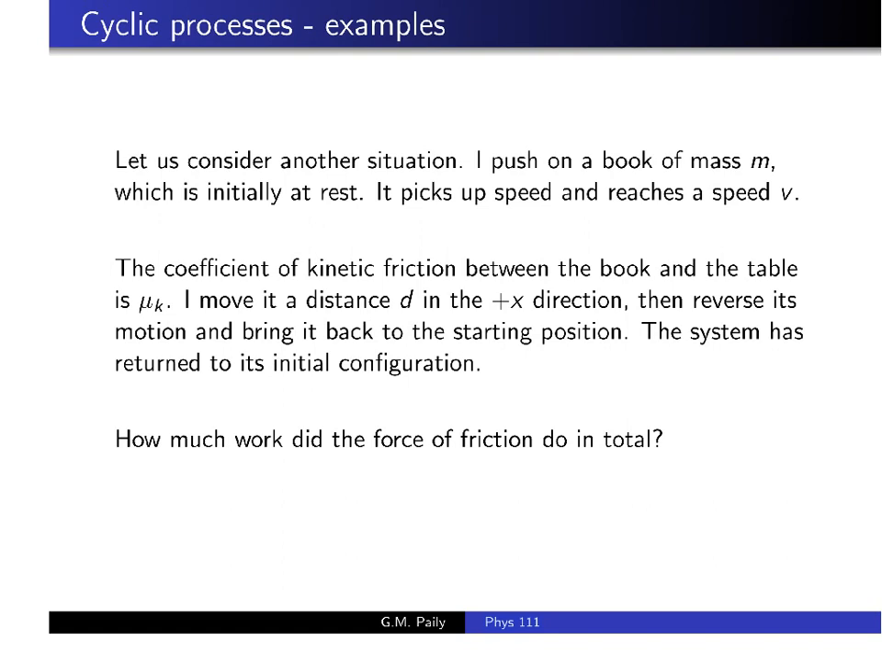So in this example of a cyclic process, the system has come back to the start, but the total work done by friction is not zero, it's negative. Well, it's non-zero is the important thing. And we can calculate how much the work done is, because we know that for a constant force, we can just use F dot d to find the work.